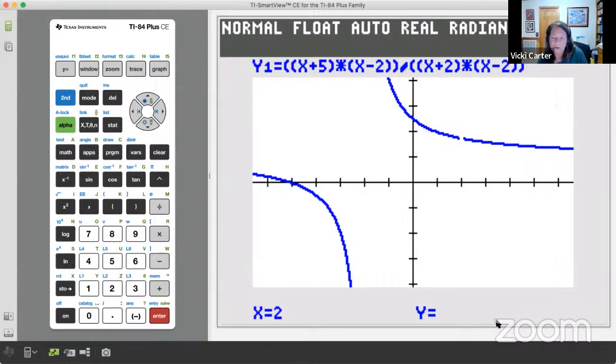So I'm just going to speak to the students that are on right now. They've been using some big words like removable discontinuity. You'll learn about that in calculus. We just kind of call it a hole in pre-calculus. It's okay. They'll have a better understanding of it in calculus next year because they have experienced holes in their graphs.